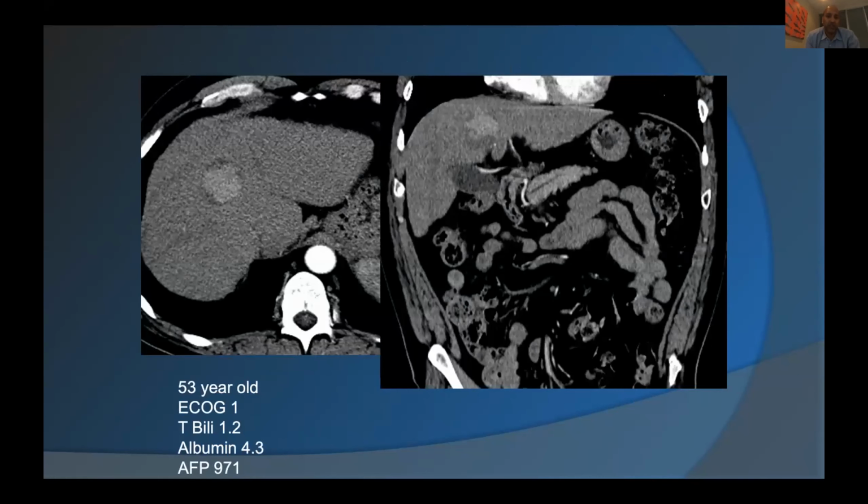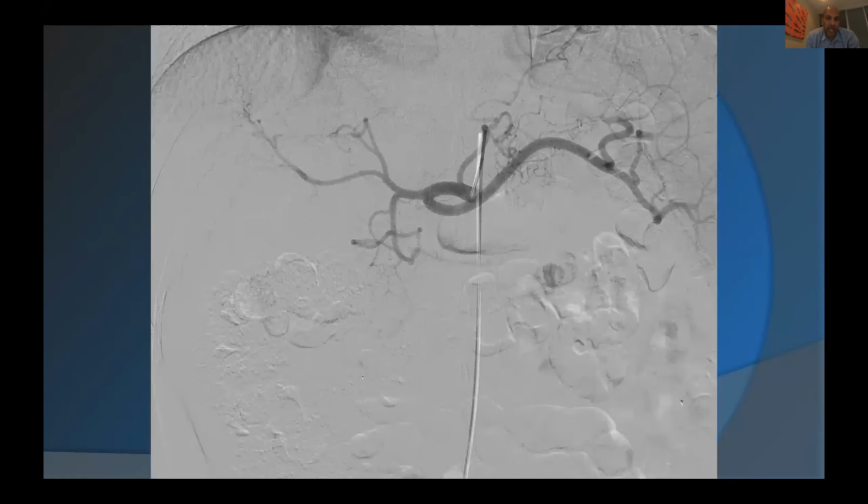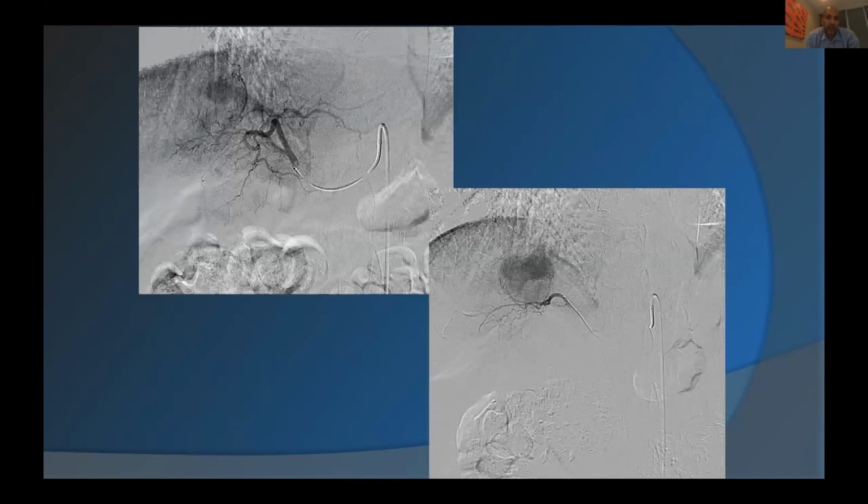This is a patient that did require 2 treatments. So this is a single focal tumor. We felt it was too close for a thermal ablation because of the proximity to the common bile duct. You can see it on the axial and the coronal images in segment 4. This is the celiac angiogram. This is the left hepatic artery that you can see on the top left, and you can see some tumor hypervascularity. And then this is segmental catheterization of the segment 4 branch of the left.